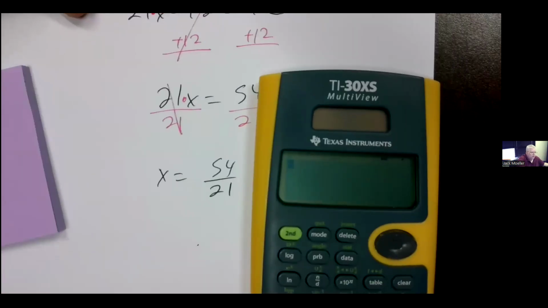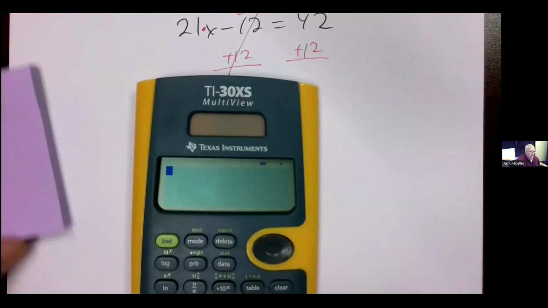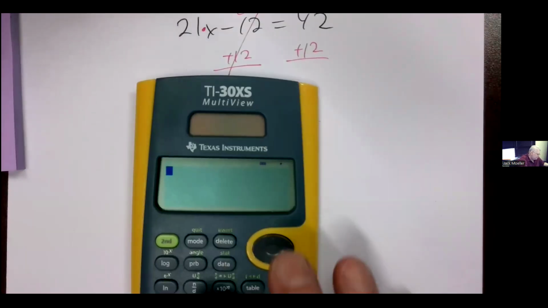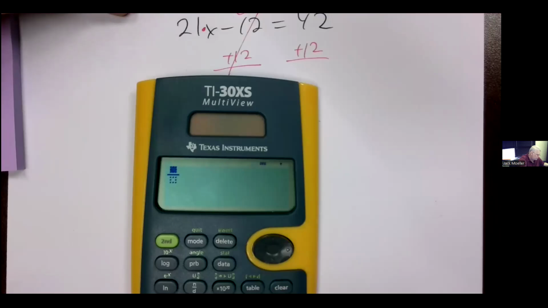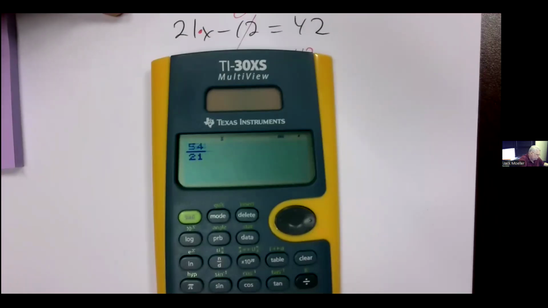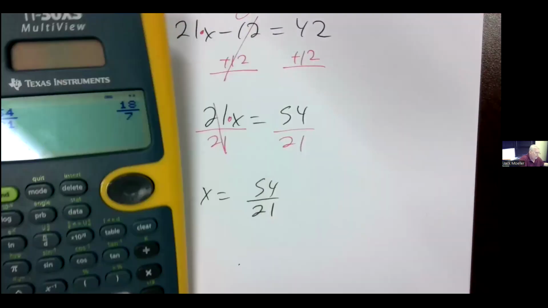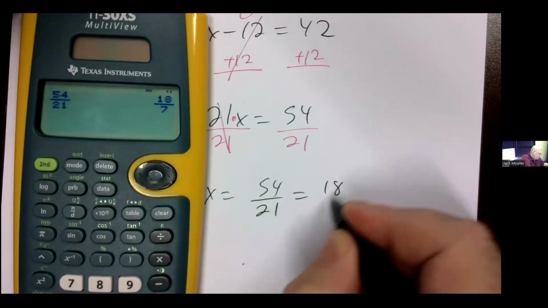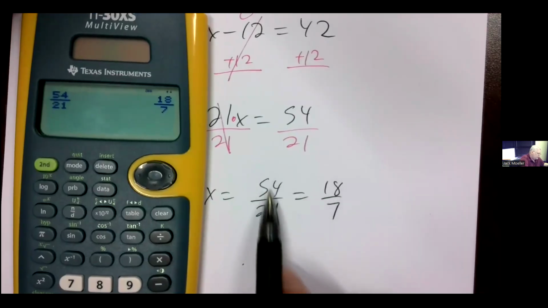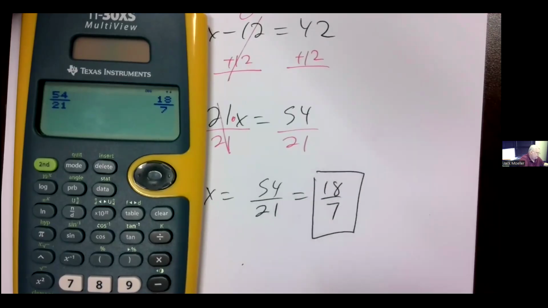At this point, I want to remind you that you can use your calculator. So what do we do? 54 over 21. And so that is 18/7. And where did that come from? Well, it turns out that both those can be divided by 3. So 21 divided by 3 is 7, and 54 divided by 3 is 18. So that is simplified, and so that is our answer.